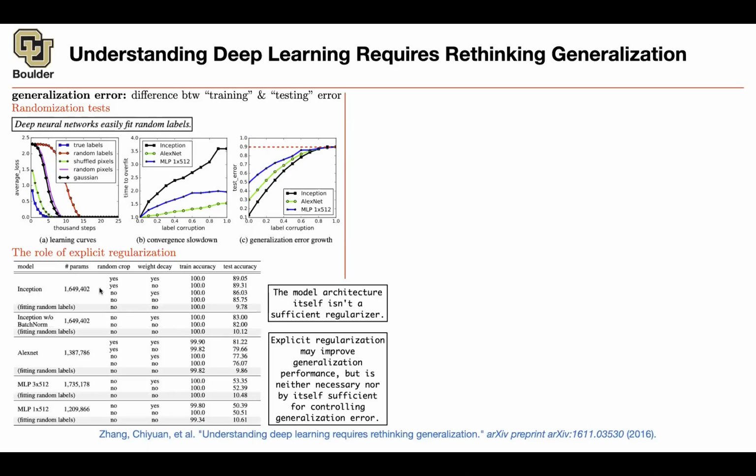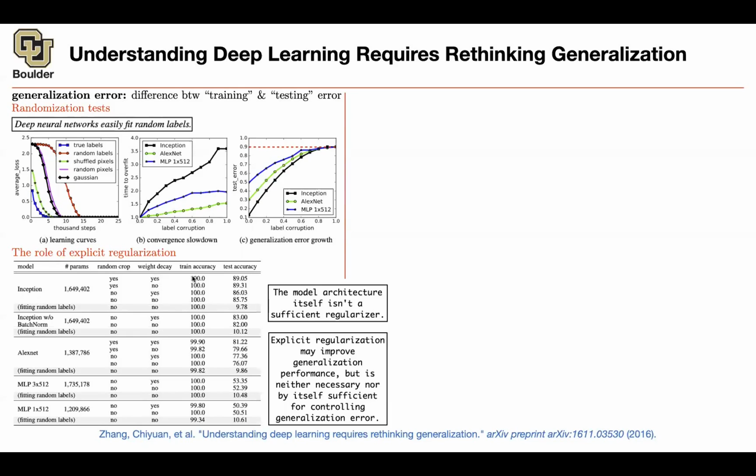And what type of explicit regularizations do we use? We can have data augmentation, like random crops of your images. You can have weight decay, which is basically L2 normalization of your weights. And these are explicit regularizations.